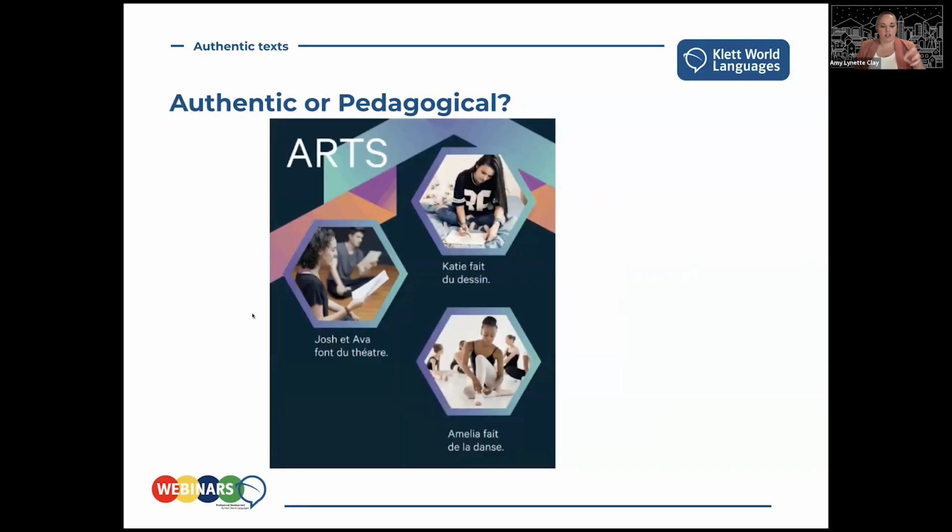Josh and Ava do theater, Katie does drawing, Amelia does dance. Yeah, so this one's a pedagogical text. It gives some examples maybe of the form that we want students to use. I think this would be a nice example, like if we're doing a transform practice activity where we're building a poster based on something else, like an authentic text we've used. But it seems to be focused on learning the verb faire, or to do in French, right? So this would be pedagogical.